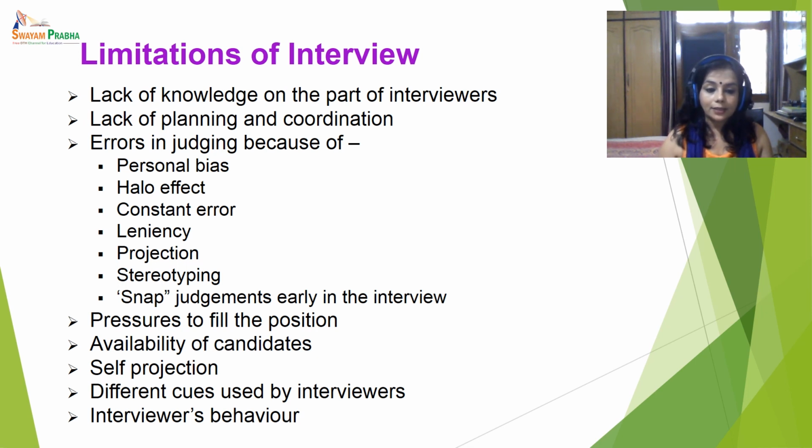And lastly, the interviewer's behavior. If from the very beginning you are attacking the candidate, you cannot get the right kind of answer. So all these things depend upon how you are conducting the interview, or whether you are training the interviewers well in advance and removing all the biases that may be created during the interview process.